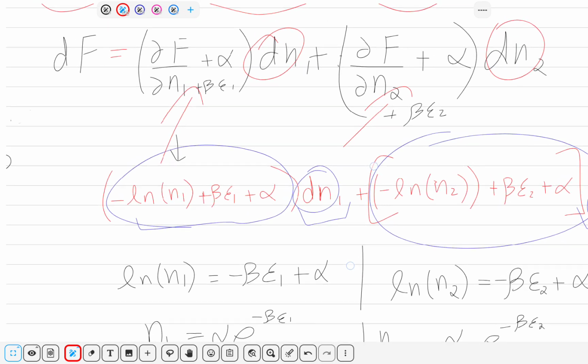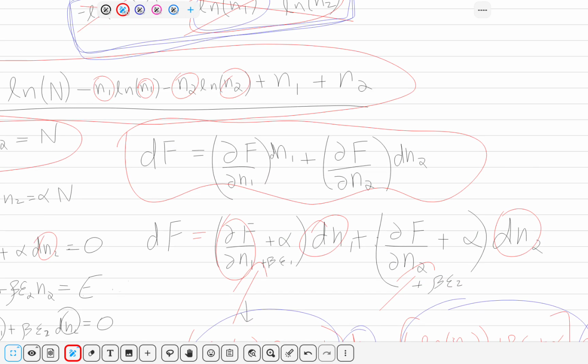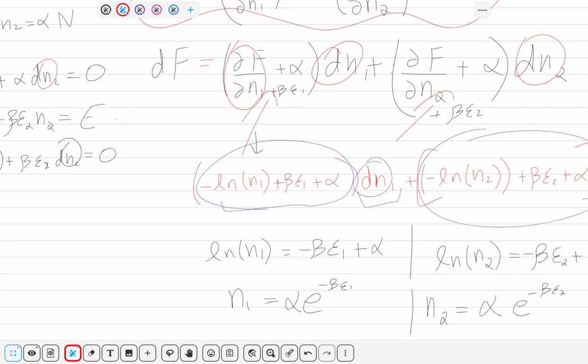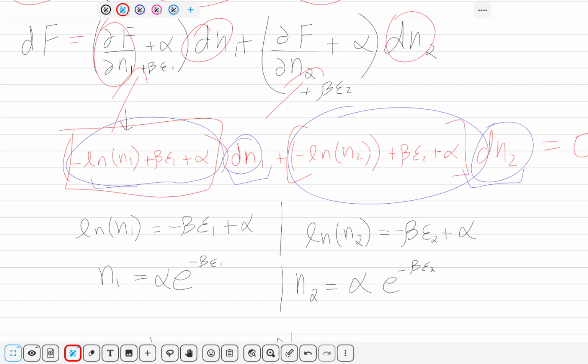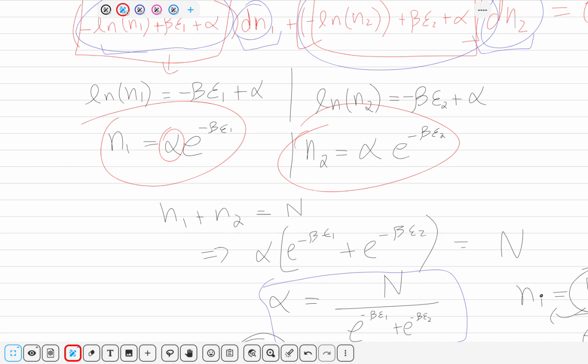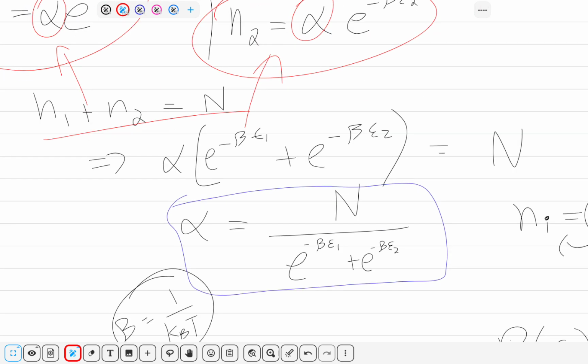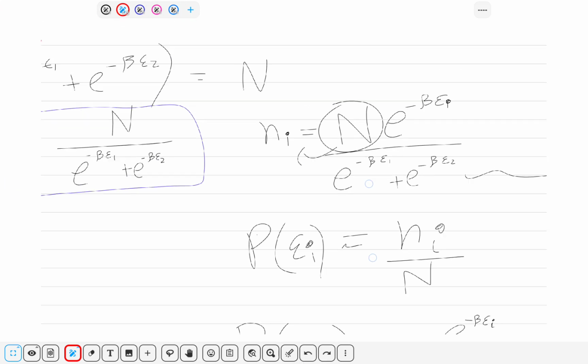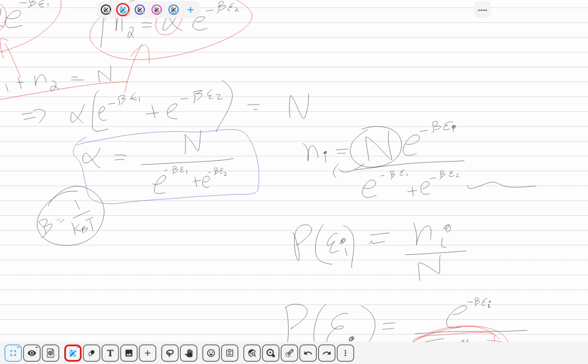Once I do that, of course when I differentiate with respect to n1, I just get minus log of n1. Similarly for this, and you just find n1. This is what you get, n1 and n2, and you can find alpha easily, because you know that n1 plus n2 is N, and you know the n1 and n2 values, and you get alpha. And finally you found the number of n1s and the number of n2s.